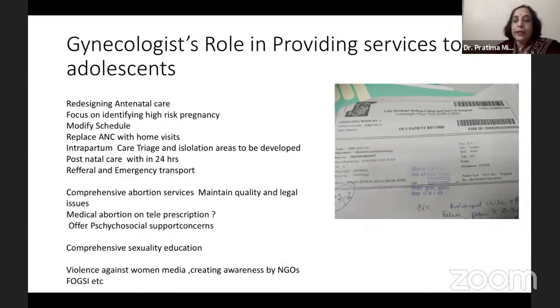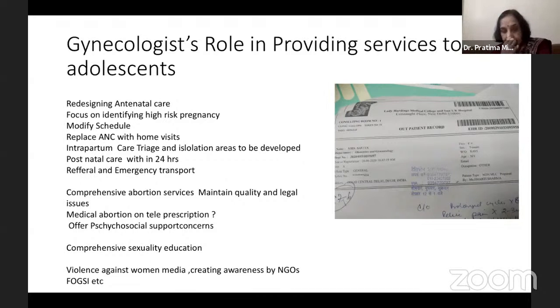This is being followed, and Lady Harding, Safdarjung has not started it, but we are in the pipeline to start such services for antenatal care also. Intrapartum care, of course, we have to modify by making a triage area, by making isolation areas, and taking all the precautions, with all doctors wearing proper PPE, and every patient is treated as a COVID positive patient as far as universal precautions are concerned. And all the patients are being tested for COVID-19 when they are coming in labor.